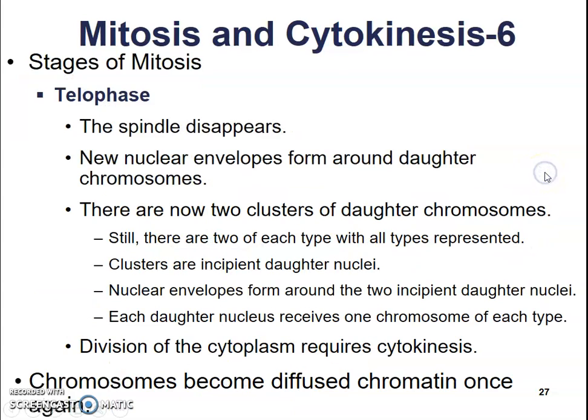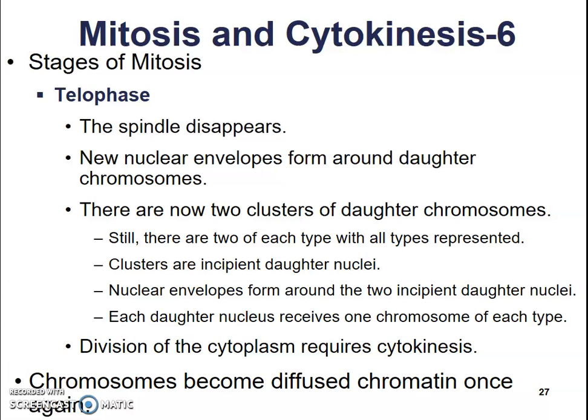Telophase. This is when those spindle fibers that did the moving disappear. They're not needed anymore. A new nuclear envelope forms around those daughter chromosomes. There are now two clusters of chromosomes that will become two new nuclei.